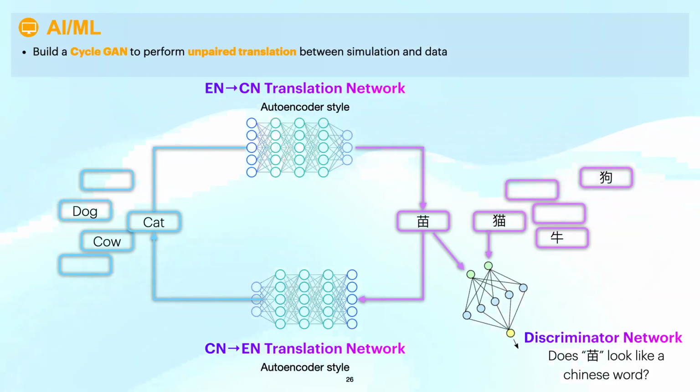And then I feed this translated word back to my Chinese to English translation network. Ideally, it should translate back to exactly the same word, which is cat, right? This is why this model is called CycleGAN, because it goes through a cycle of two networks that translate English to Chinese and then back to English. It also does GAN style adversarial training to make sure that this word is indistinguishable from the actual Chinese word.